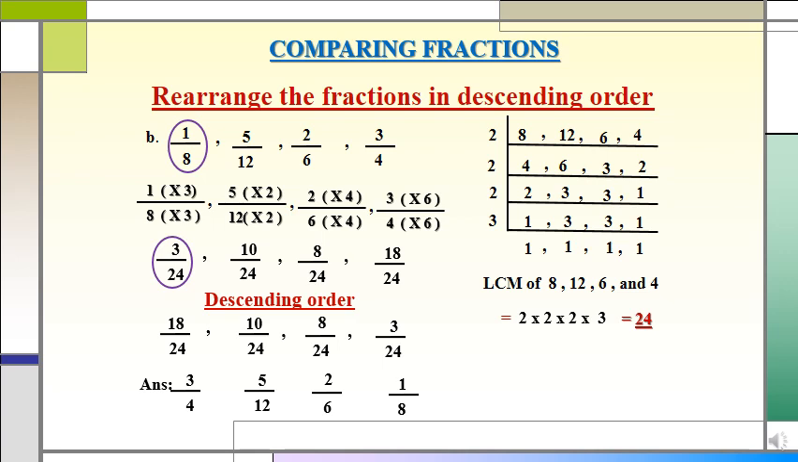Now we have rearranged the fractions from big to small. The greatest fraction is 3 by 4 and the smallest fraction is 1 by 8 here.